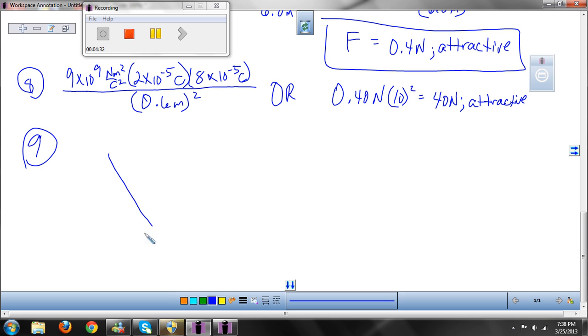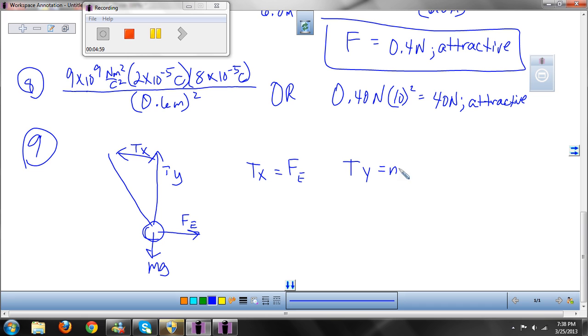So here's my pit ball. It has gravity pulling down on it. It has an electric force acting on it that's pushing it to the right because the two balls have the same sign of charge. There's a tension in the y direction, and there's a tension in the x direction. And I know that Tx, since it's in equilibrium, has to equal the electric force. And then I know that Ty up has to equal mg down. So there's my free body diagram, that's part A, and there's the tension. Part B says find the mg.